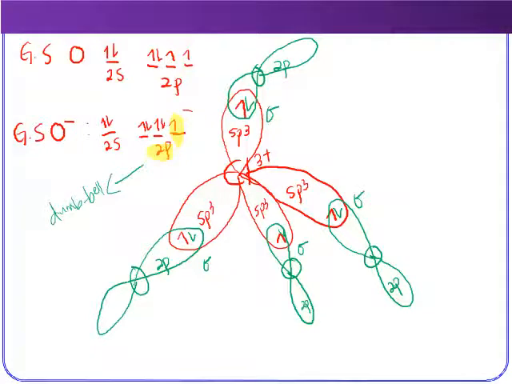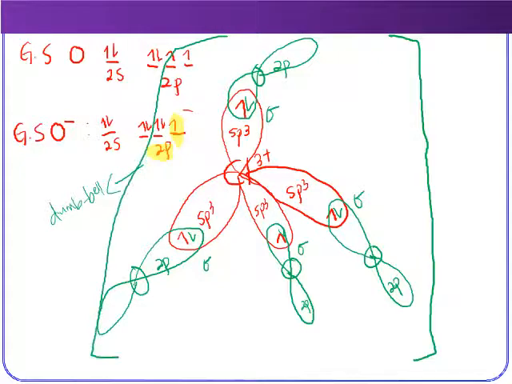Okay, then don't forget we need to have an overall charge. Do a big bracket here, which is equal to -3.